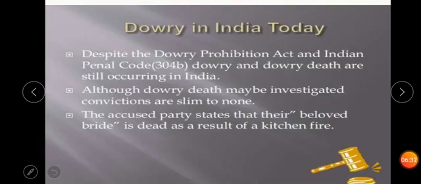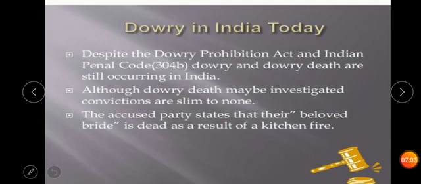So dowry in India today, still it is existing here. Despite the Dowry Prohibition Act and the Indian Penal Code, that is IPC, dowry and dowry death are still occurring in India. Means if we watch television and newspapers, the dowry deaths are still occurring in India. Although dowry deaths may be investigated, convictions are slim to none.